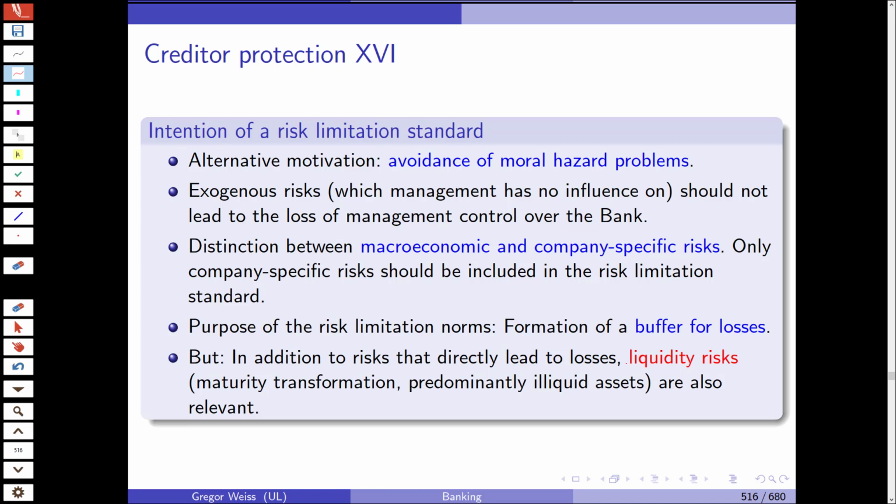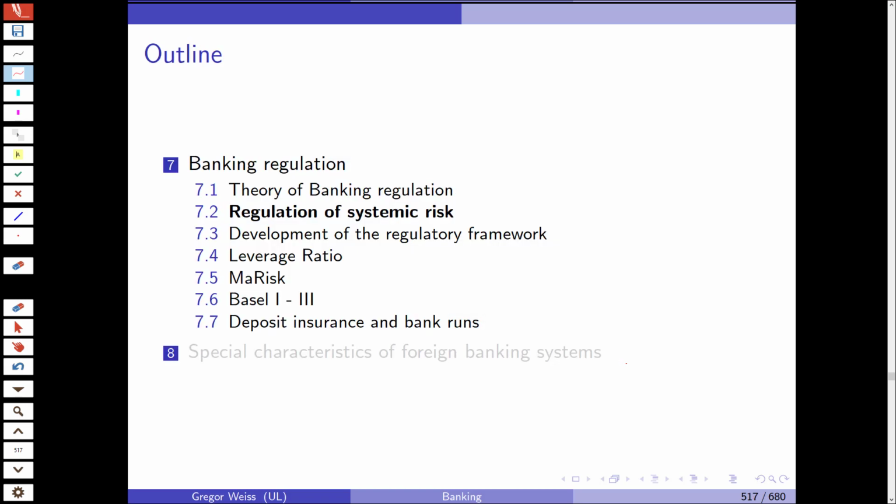The purpose of these risk limitation standards is that you want to form a risk buffer for potential losses. However, in addition to those risks that directly lead to losses, liquidity risks are also relevant. So it could be that you've assessed the risk of a financial loss and that you have managed your potential losses. However, if they lead to liquidity risk and your treasury is not up to the game, then you might face insolvency simply because you haven't adequately assessed and managed your liquidity risks.